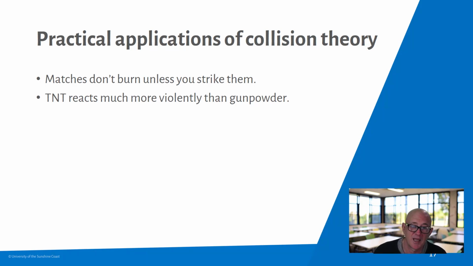TNT reacts more violently than gunpowder. The reason for that is that TNT, the actual molecule itself, is the reactants. And so everything is very, very close together. All the reacting species are on the same molecule. And so because they're so very close together, they can collide very, very efficiently. And so the reaction can proceed much more quickly.